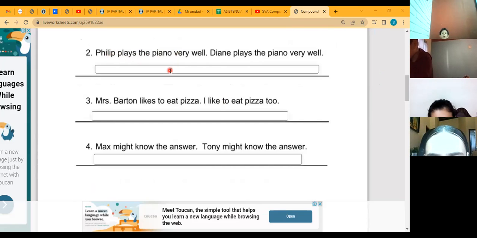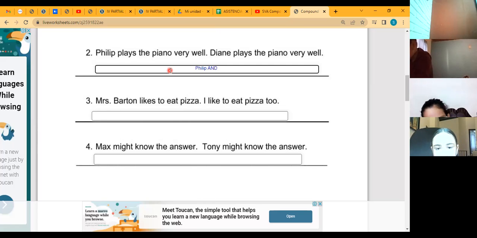Number two: Philip plays the piano very well. Diane plays the piano very well. Philip, excellent. And then we say and, excellent. And then we write the name of the girl. Then is the rest of the sentence, right? Play the piano very well, because we're saying that both of them play the piano very well. So here it's Philip and Diane, so you see we join Philip and Diane.